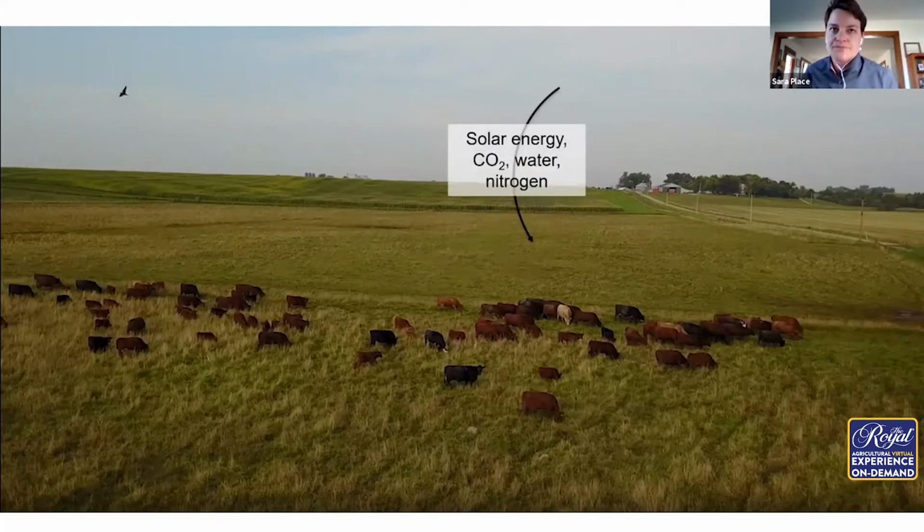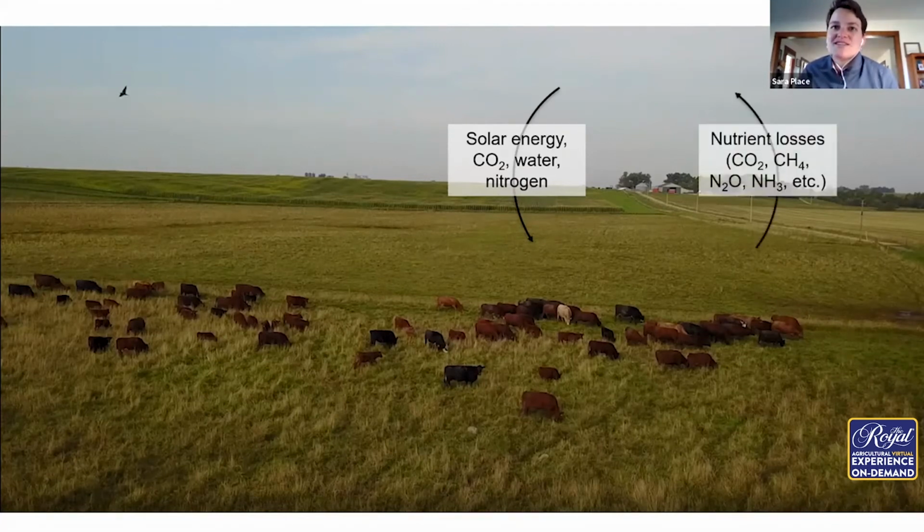If we think about this system, we have solar energy, energy from the sun, and carbon dioxide out of the air. We have water, we have nitrogen. Those are the inputs that grow plants, that drive soil microbiology, that drive the whole system to go. Those energy inputs and nutrient inputs. And of course, we also have nutrient losses, nutrient outputs from that system: CO2 that the plants release, CO2 that the cattle release, methane that the cattle produce, nitrous oxide emissions coming from microbes, ammonia emissions, etc.